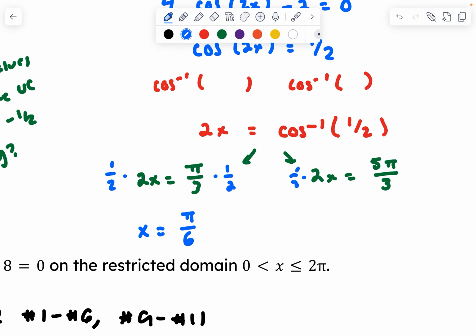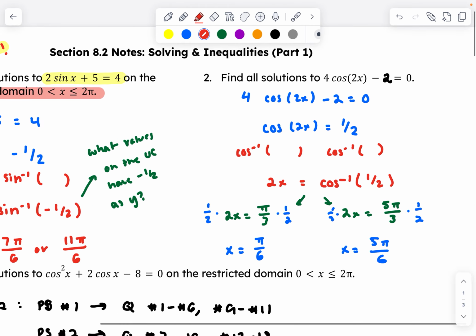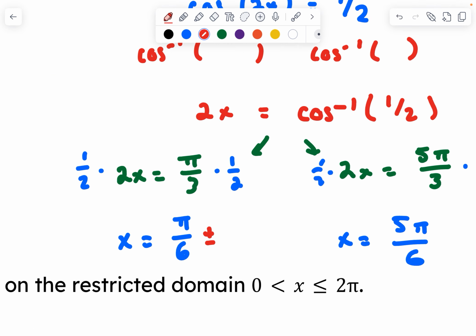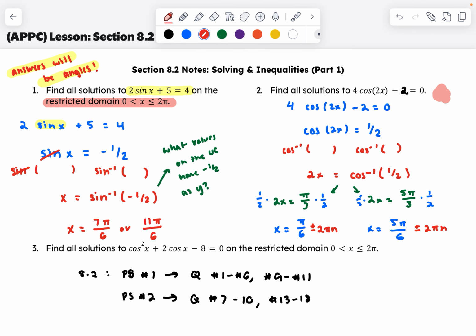Same thing over here. And x equals 5 pi over 6. Now the last thing in this problem is notice that on this guy over here, we said we wanted just our unit circle values. That's what this restricted domain of 0 to 2 pi is. We don't have that condition on this problem. So when that happens, your final answer needs to be generalized, which is when we add plus or minus 2 pi n at the end of our answers, kind of like we did for coterminal angles.